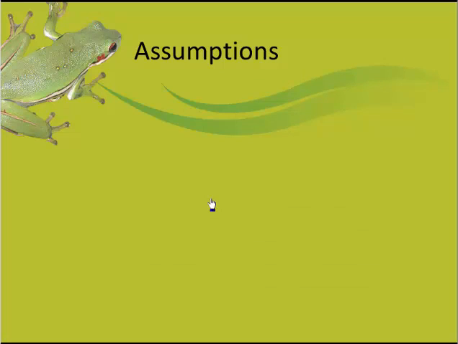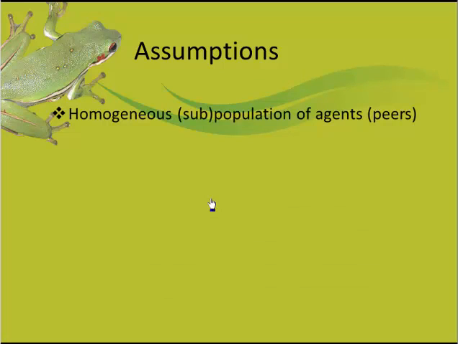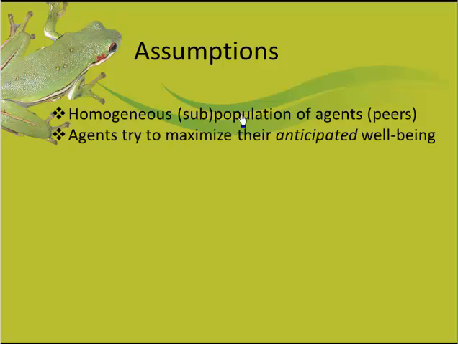Okay, let me give some assumptions of the model. I hope you'll find these reasonable. First of all, I'm going to study a subpopulation of agents. This is a group of individuals within an entire population who look at each other, who consider each other as peers. Okay, that simplifies the model. Now, agents represent individuals or decision makers in the population. Agents try to maximize their anticipated well-being. Of course, they'll try to make decisions about their life, about their jobs, about their purchases that will make them better off, according to their own estimation.